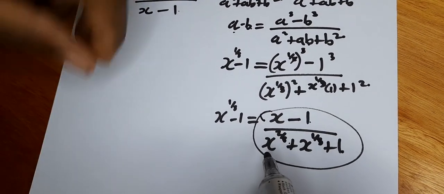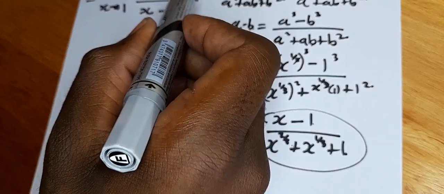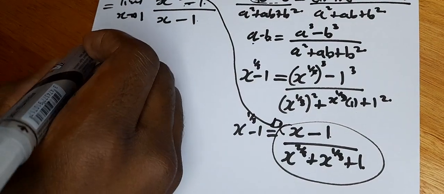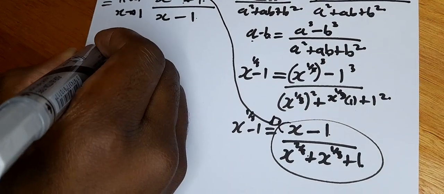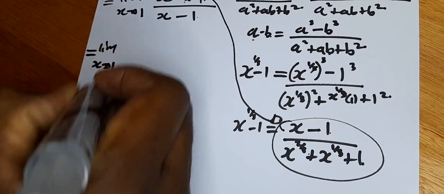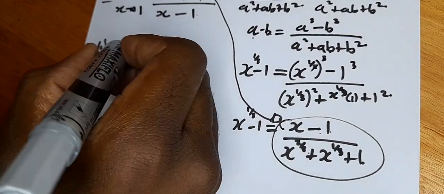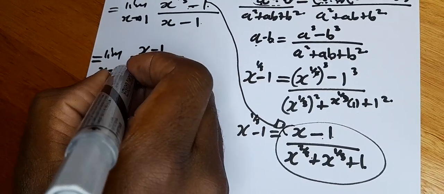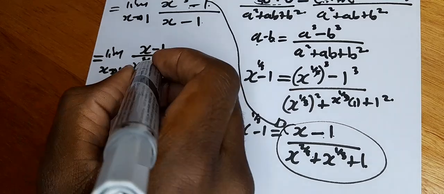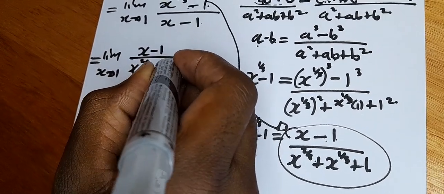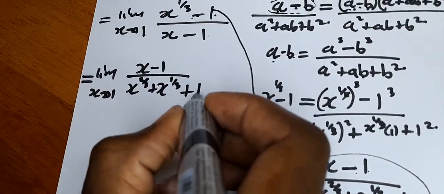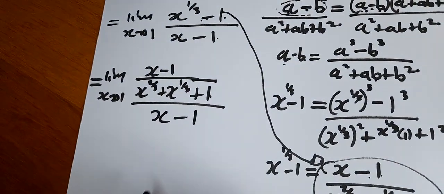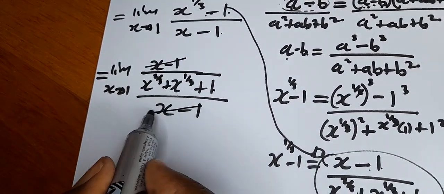That means here we are going to substitute this expression. Then let us substitute. This is equal to the limit when x approaches 1. Then we substitute this. We have x minus 1 all over x to the 2 over 3, and then plus x to the 1 over 3, and then plus 1, all over this x minus 1. Then now this will divide that one.